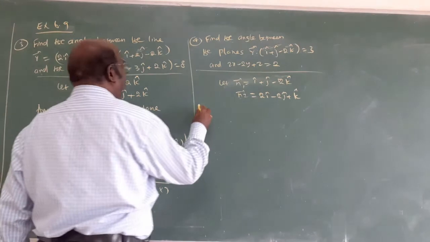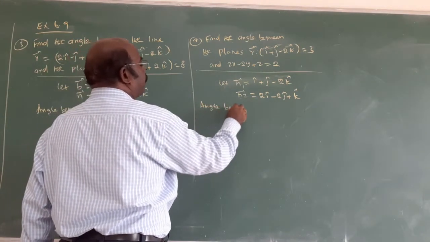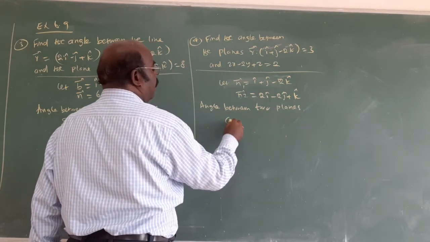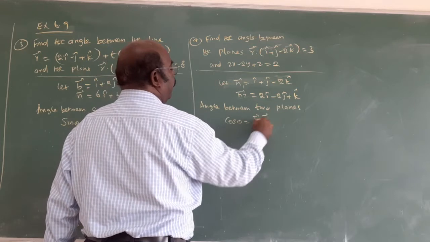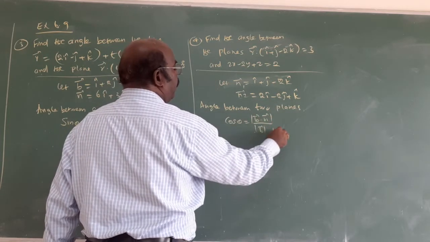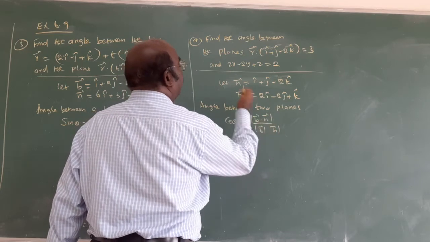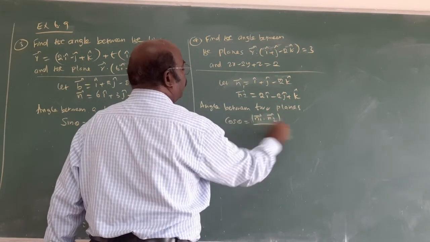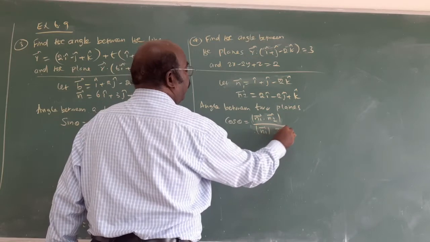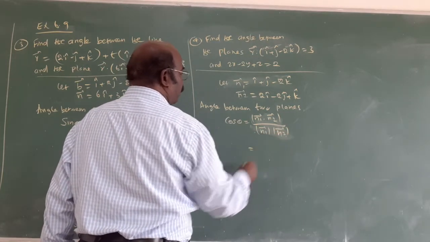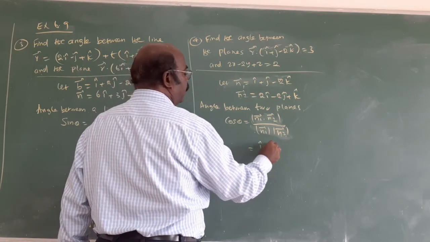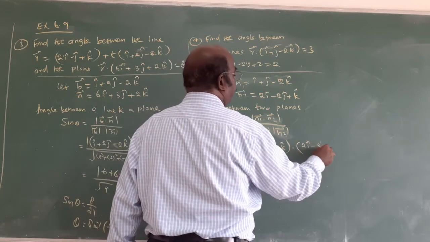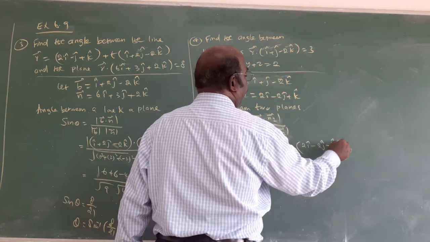Now as usual, the angle between two planes. What is the formula? Cos theta equal to modulus of N1 dot N2 by modulus of N1 into modulus of N2. Here N1 is known. Now substitute: i cap minus j cap, dot 2i cap minus 2j cap plus k cap, modulus.